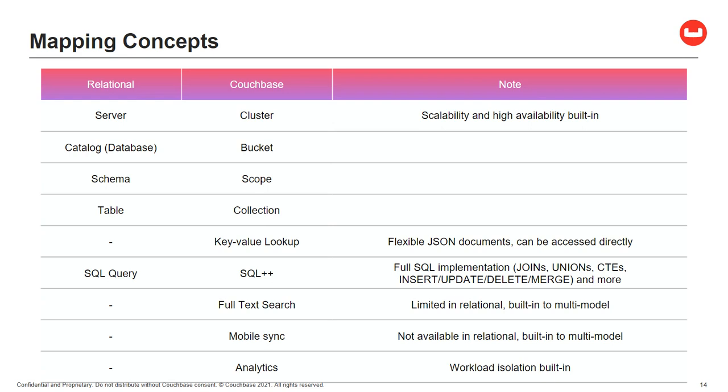Mobile sync, I've not seen a relational database that has mobile sync, certainly not built in. That's something you can do with Couchbase. And analytics, usually this means you have to stand up another relational server somewhere in order to get workload isolation and then copy that data over on a regular basis. With Couchbase, it can do that automatically in the same cluster, and it can do it in real time.